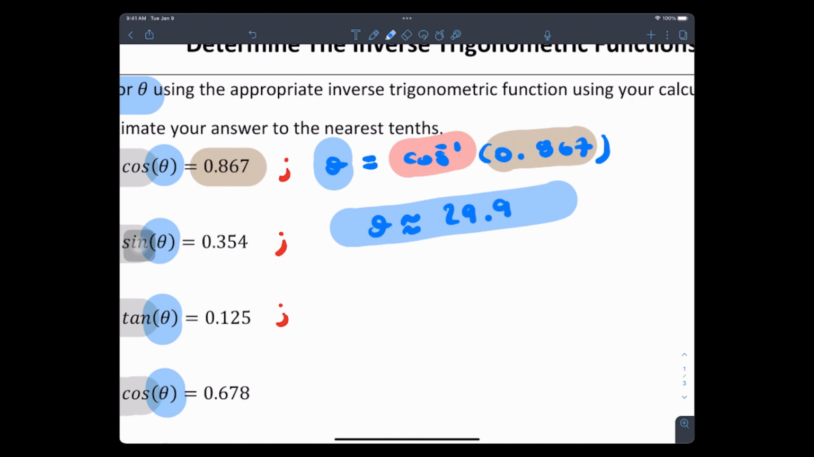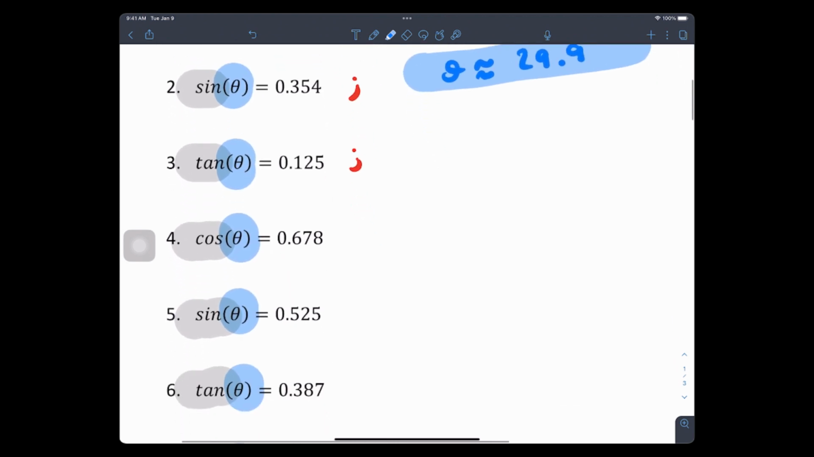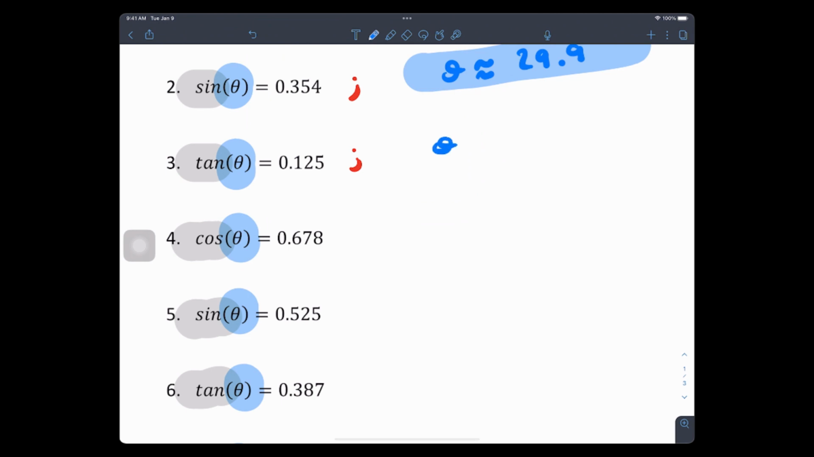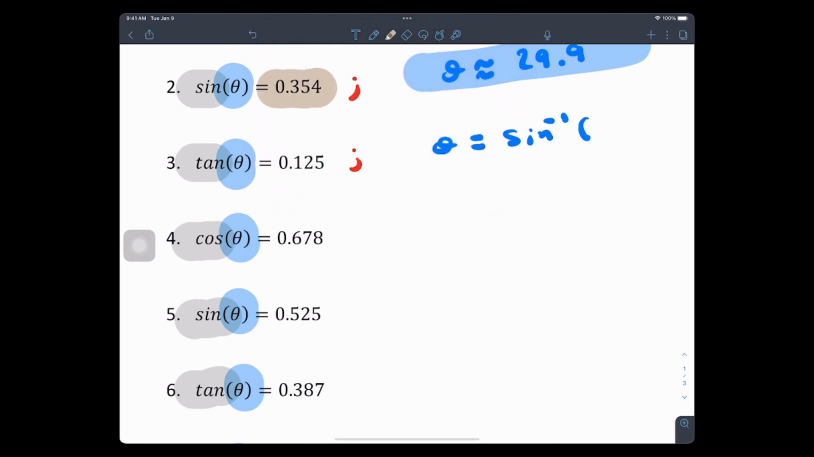So what about the next one? Let's see what we've got here. For number two, what do we write down? Theta will be inverse sine of, what's the decimal? 0.354.